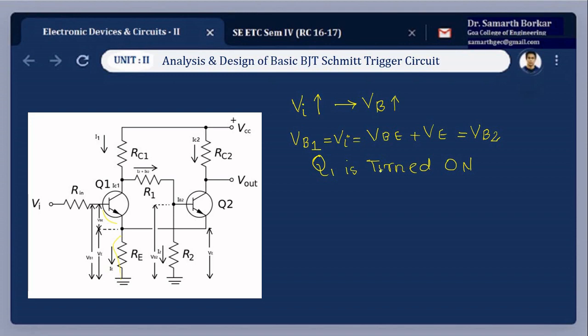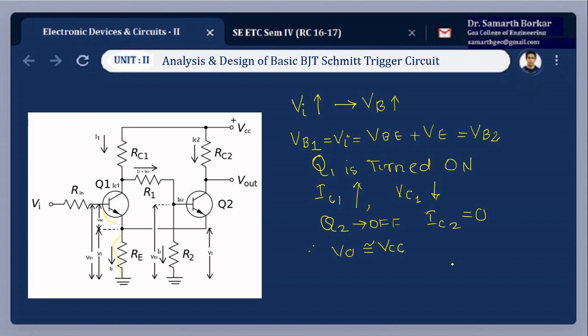Since the transistor Q1 is driven into saturation, naturally the current IC1 will increase, and due to the switching action, the voltage at the collector terminal, that is VC1, will decrease. This fall in VC1 is coupled to the base of transistor Q2, and hence transistor Q2 is turned off. The moment Q2 is turned off, IC2 becomes 0, and in that case the output voltage V0 will be equal to VCC.